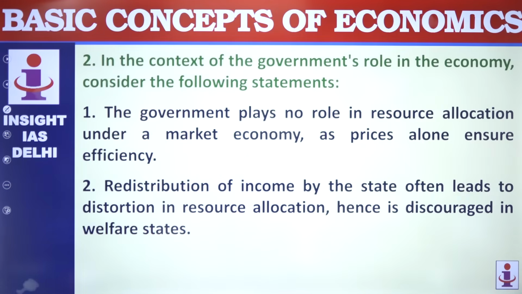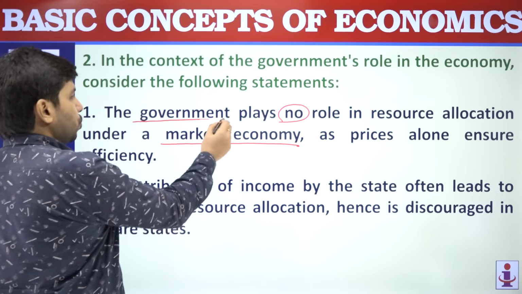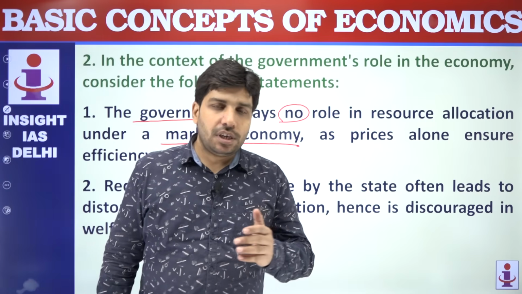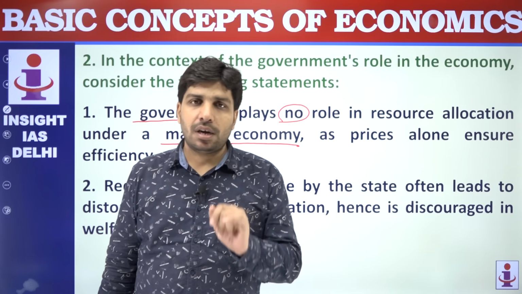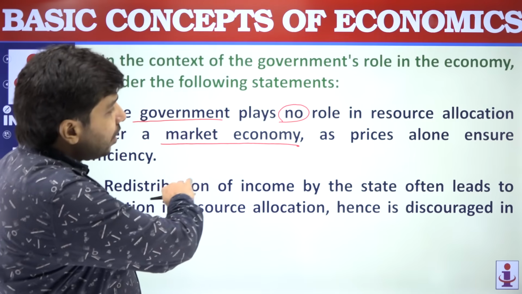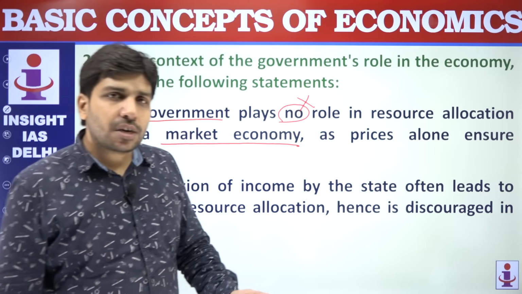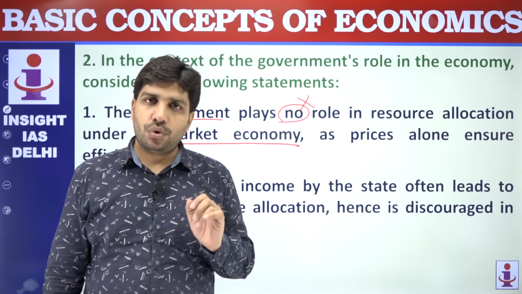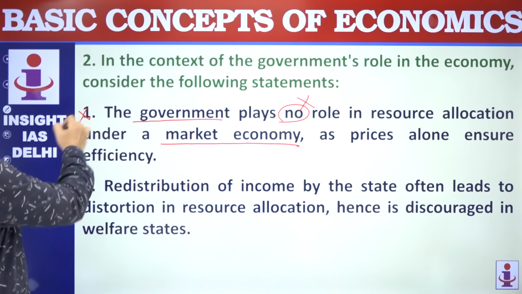Second question is about government's role in the economy. Government plays no role in resource allocation under a market economy as prices alone ensure efficiency. It is saying no role. It is saying market economy. See, a market economy tries to ensure that government's intervention, government's role remains low, minimal. But to say that government plays no role is not correct, because there will be circumstances when government will have to play its own role. I will be elaborating in a while. So this first statement is not correct.